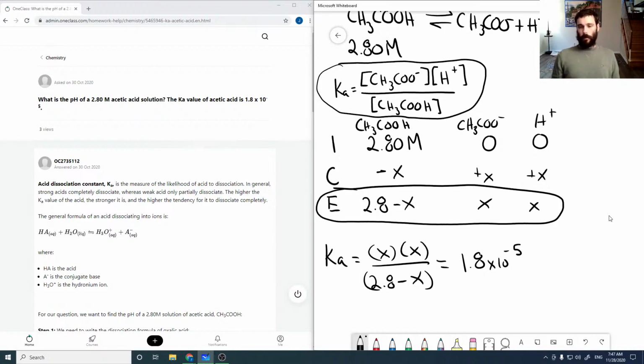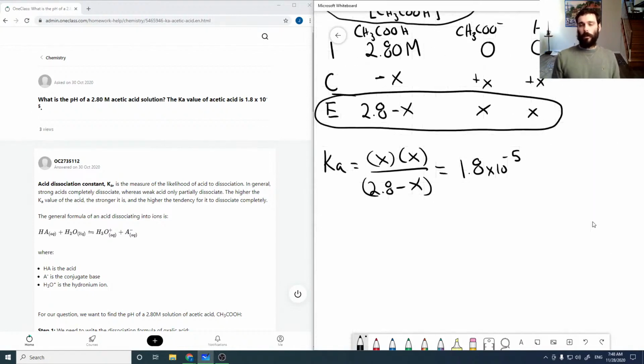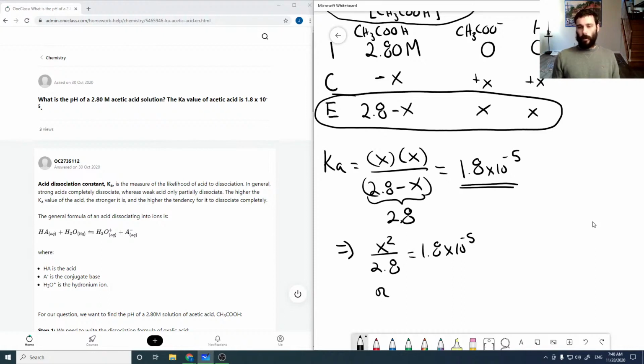So we can work this out, and it will actually be a bit lengthy because it'll involve solving a quadratic equation, but we can make a bit of a simplifying assumption here, which is because the Ka value is so small, X is likely going to be very small. And so then 2.8 minus X is going to be approximately 2.8. And that'll make things significantly easier because then we have X squared over 2.8 is 1.8 times 10 to the minus 5, or X is the square root of 2.8 times 1.8 times 10 to the minus 5.